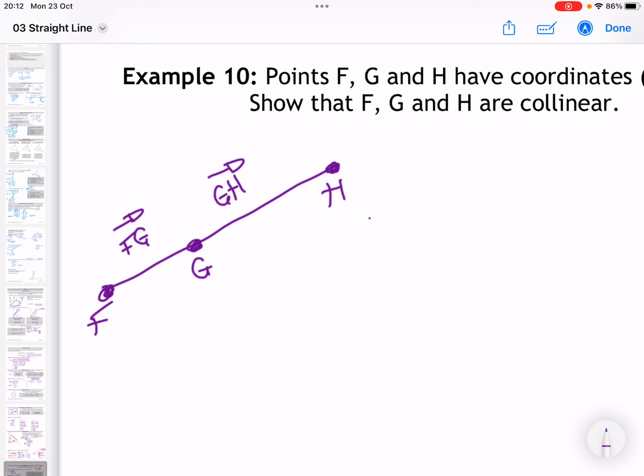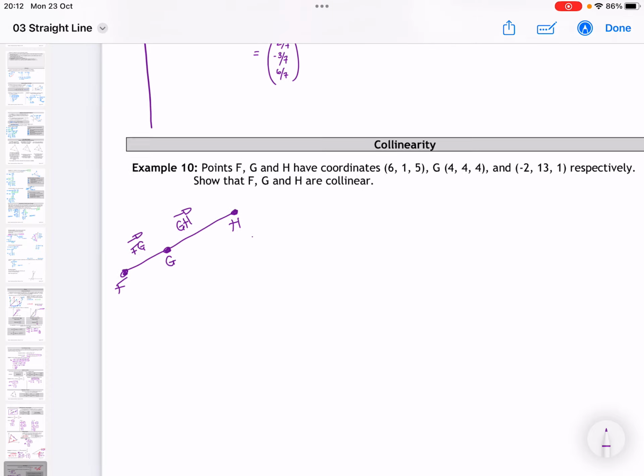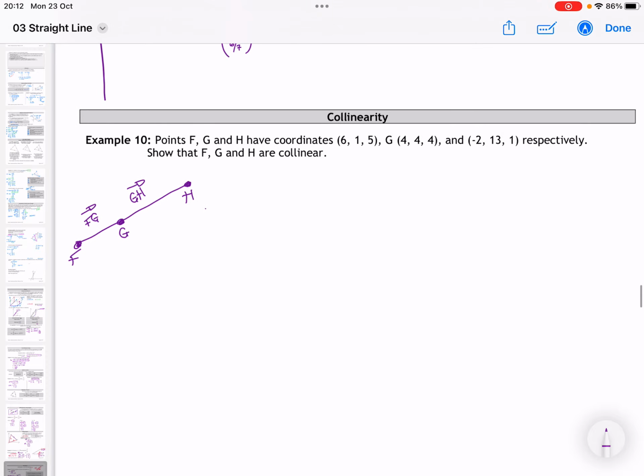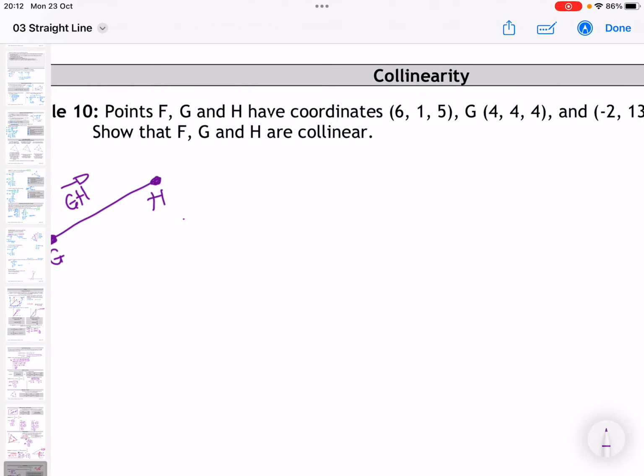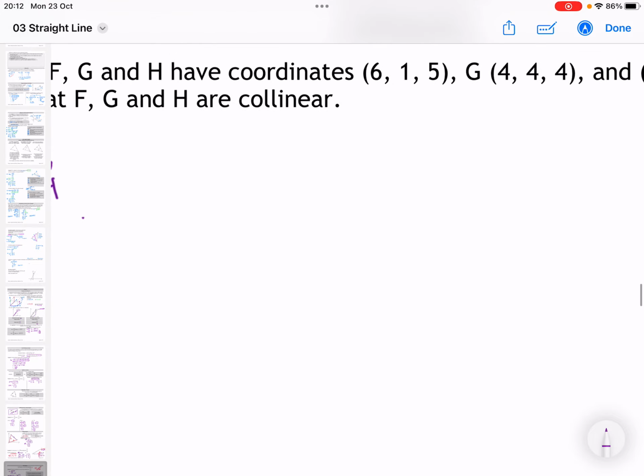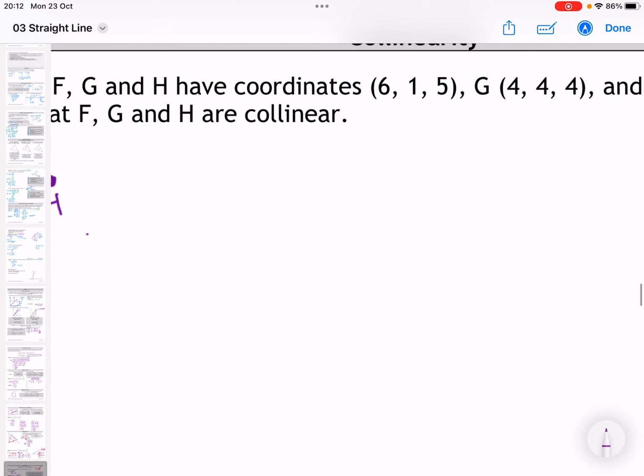Okay, so points F, G and H have the coordinates shown respectively. So F's the first one, G's the next one, then H. Show that F, G and H are collinear. That's how a question would be asked. So first thing we're going to do is find vector FG.